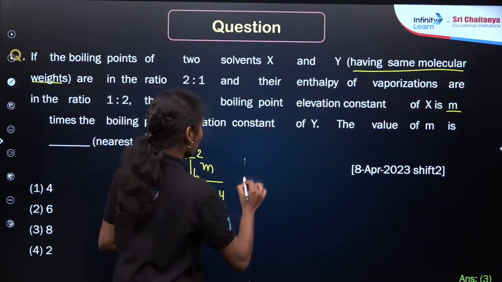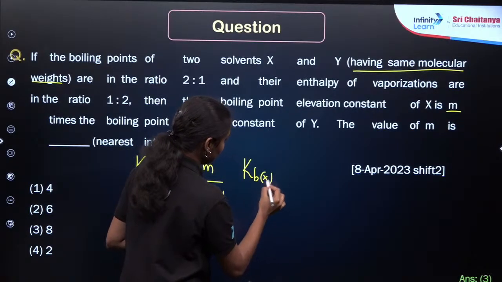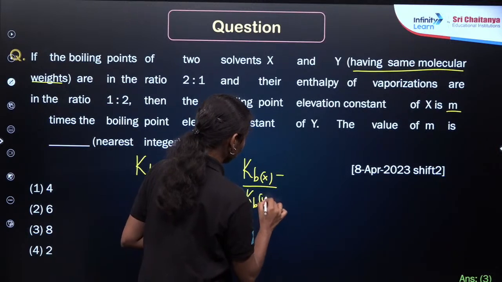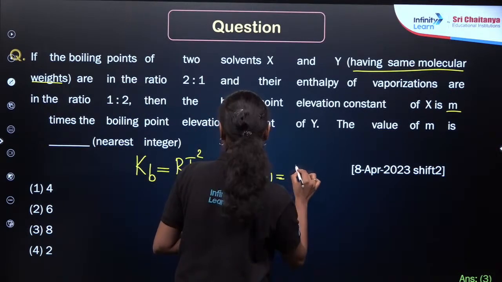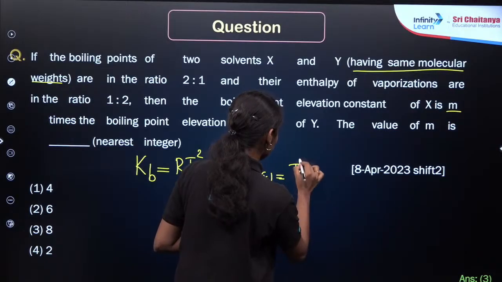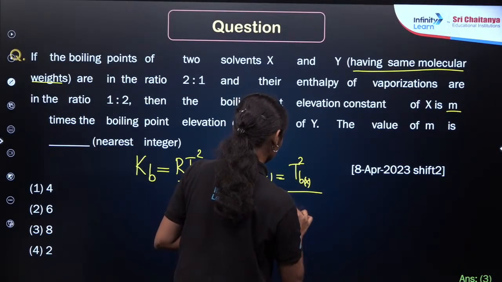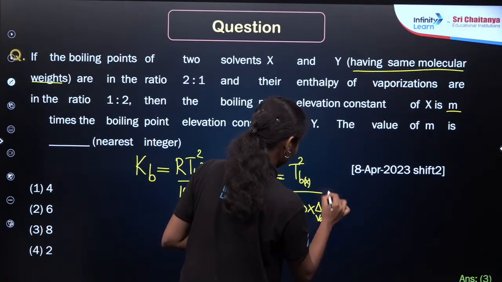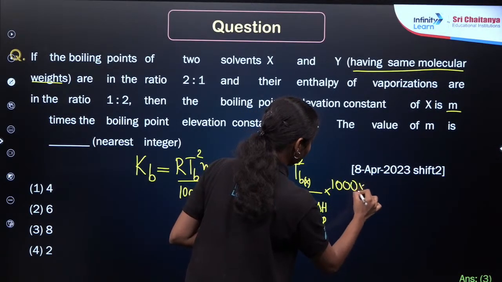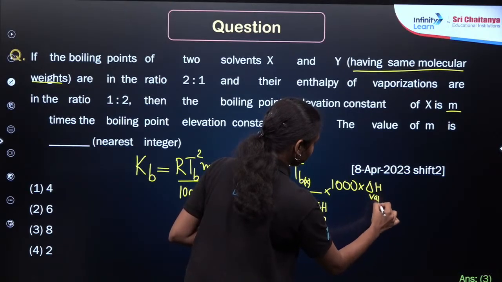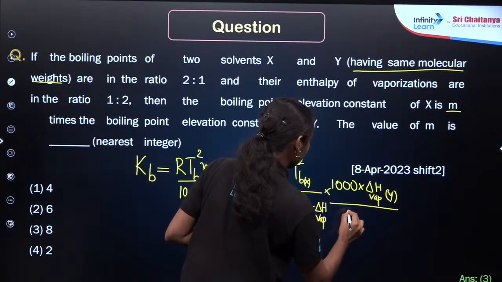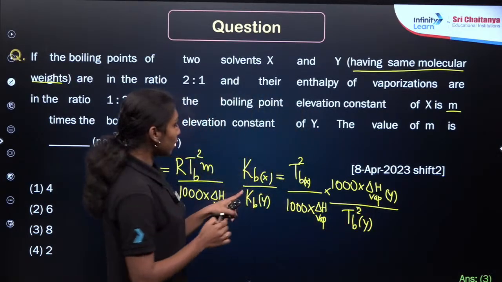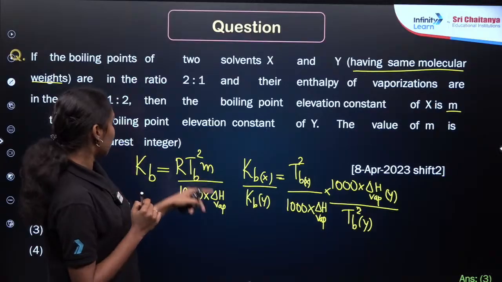So we can say that the Kb of X divided by Kb of Y is equal to Tb of X square divided by 1000 into delta H vaporization of X, over 1000 into delta H vaporization of Y divided by Tb of Y square, right? So Kb of X by Kb of Y, we need to find out the answer given here.